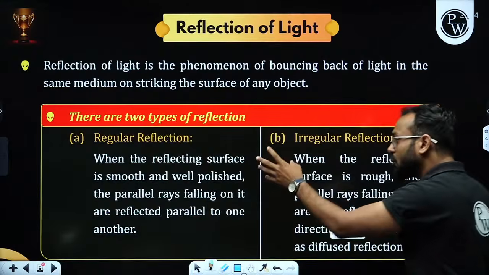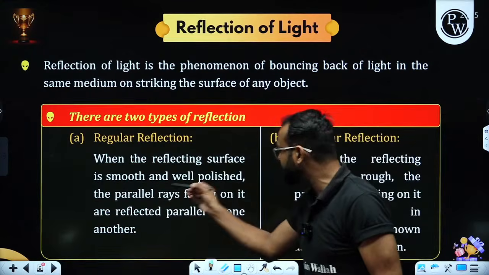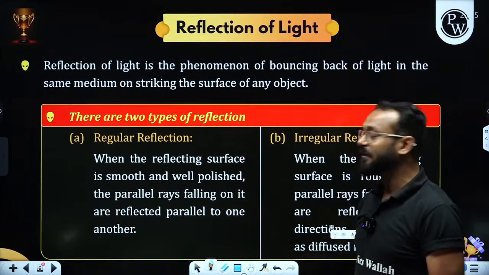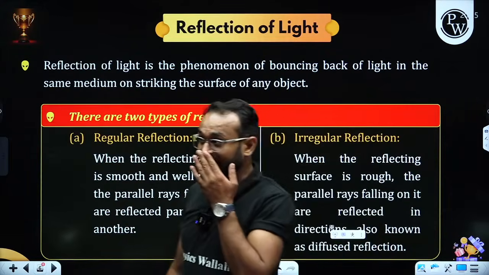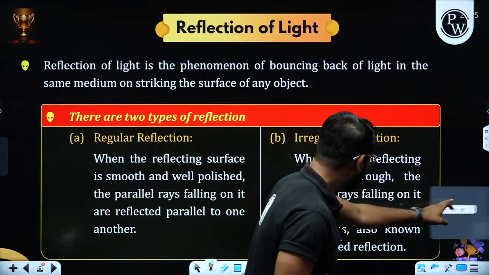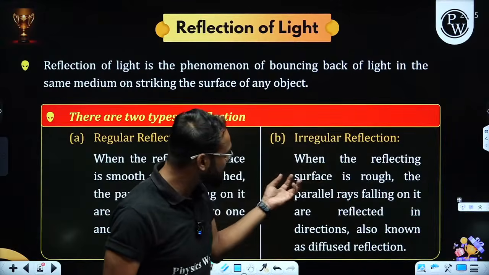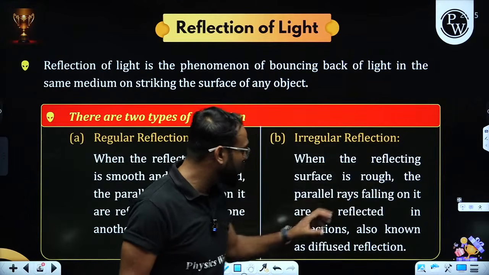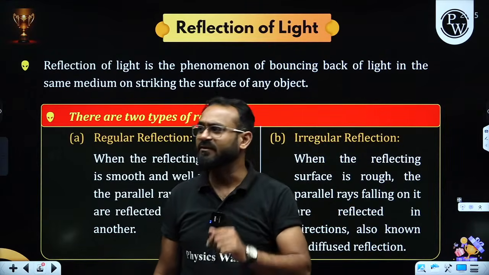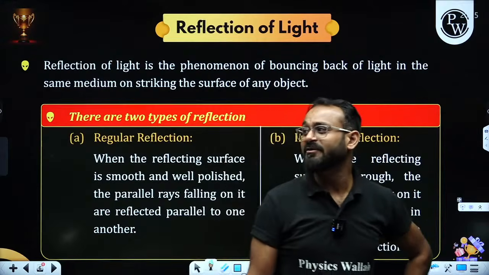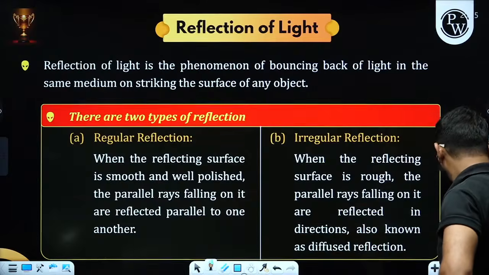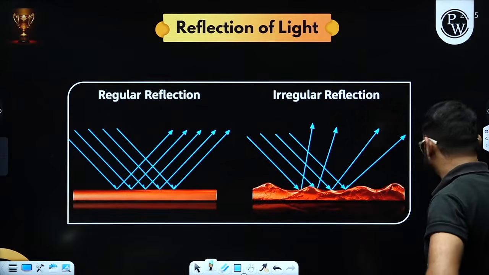Fine. So the definition says, when the reflecting surface is smooth and well polished, the parallel rays falling on it are reflected parallel. Similarly, on the opposite, what you will find is that when the reflecting surface is rough, the parallel rays falling on it are reflected in different directions, also known as diffused reflection. Clear to everyone? Hi Manvi. Fine. Clear. Yes, sir. Now the diagram is clear, sir. We got to know about that.